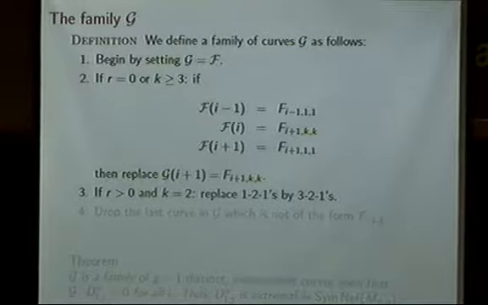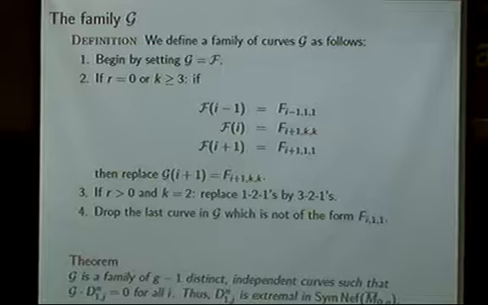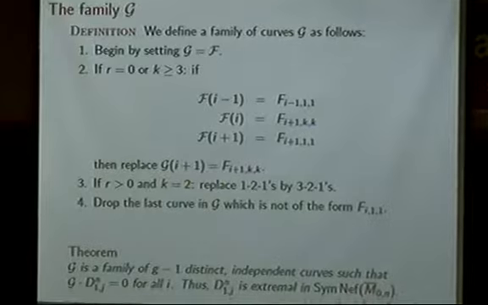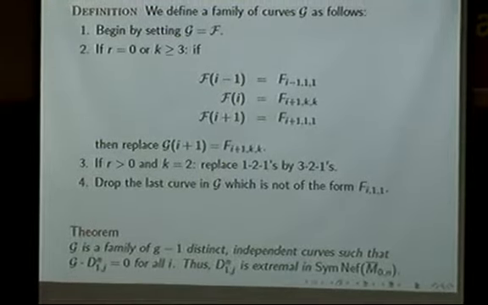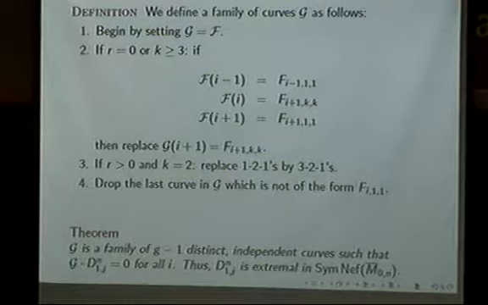If you were in the k equals 2 case, what you want to do is go back to these patterns. You want to find any of the 1,2,1s that show up. Again, those are the bad patterns. And you replace those by 3,2,1s. Okay, fine, we're done. And the last thing, our family G right now actually has one curve too many. I'll tell you which one you should drop. Drop the last curve, which doesn't look like a 1,1 curve. Okay, and then the theorem we proved is that this family G is a family of G minus 1 distinct independent curves that all intersect our divisor in degree 0, and that means that our divisor is extremal in the symmetric Nef cone.